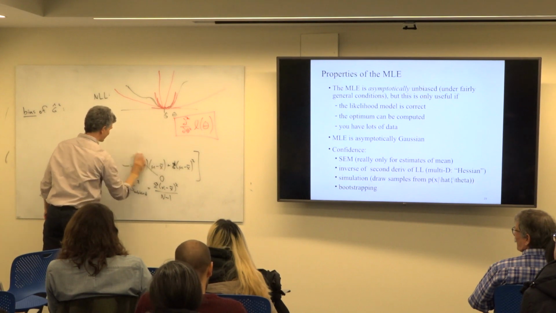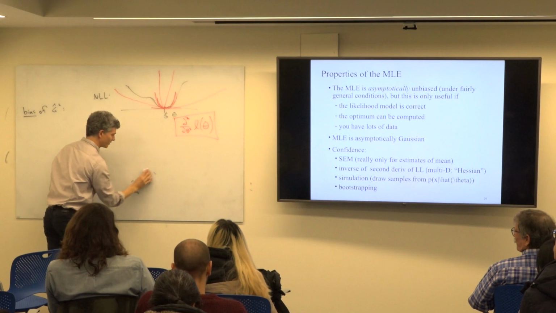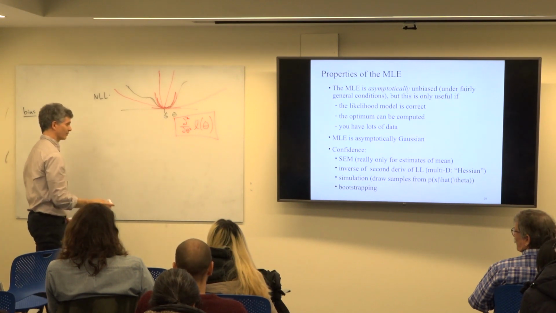Well, we've gone through several steps here, right? So the first thing, we've gone into negative log likelihood mode. We fit a Taylor approximation.